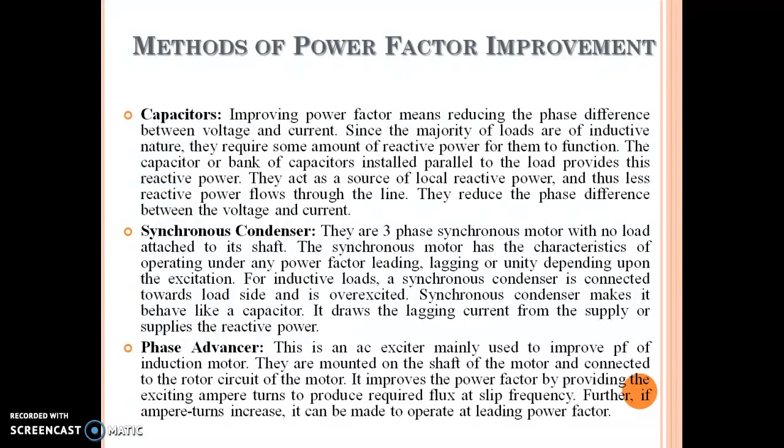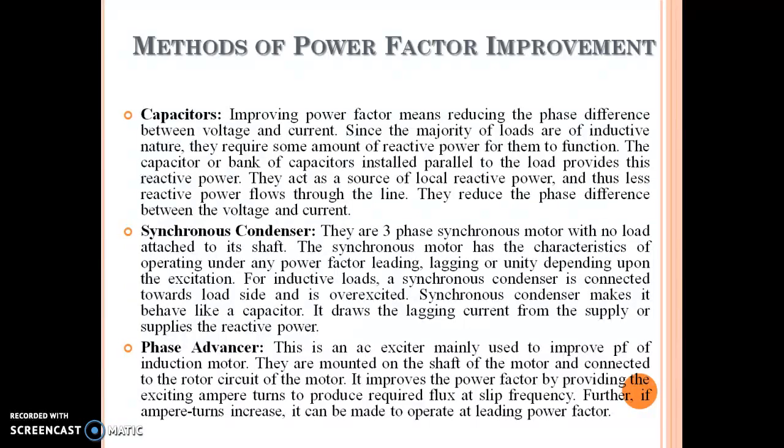Synchronous condenser: it is a three-phase synchronous motor with no load attached to the shaft. The synchronous motor has a characteristic of operating at lagging, leading or unity power factor depending upon the excitation. Phase advancer: this is an AC exciter mainly used to improve the power factor of an induction motor.